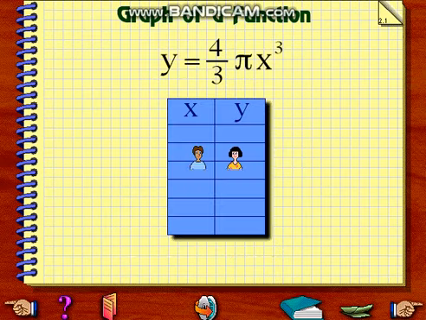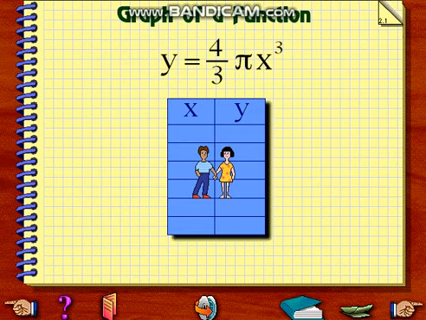All functions generate pairs of numbers, since they correspond with a result for any given x value. As you know, pairs of numbers can mark a point on a plane which has an x-axis and a y-axis.